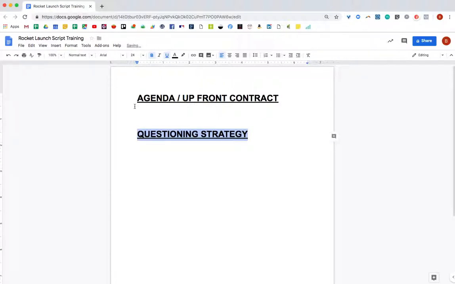Section number 2 is our questioning strategy, and another way to put it might be pain discovery. I'm going to add this in here for us. How about I take out strategy so I can get it all in one line? Questioning, pain discovery. So what's this section here?